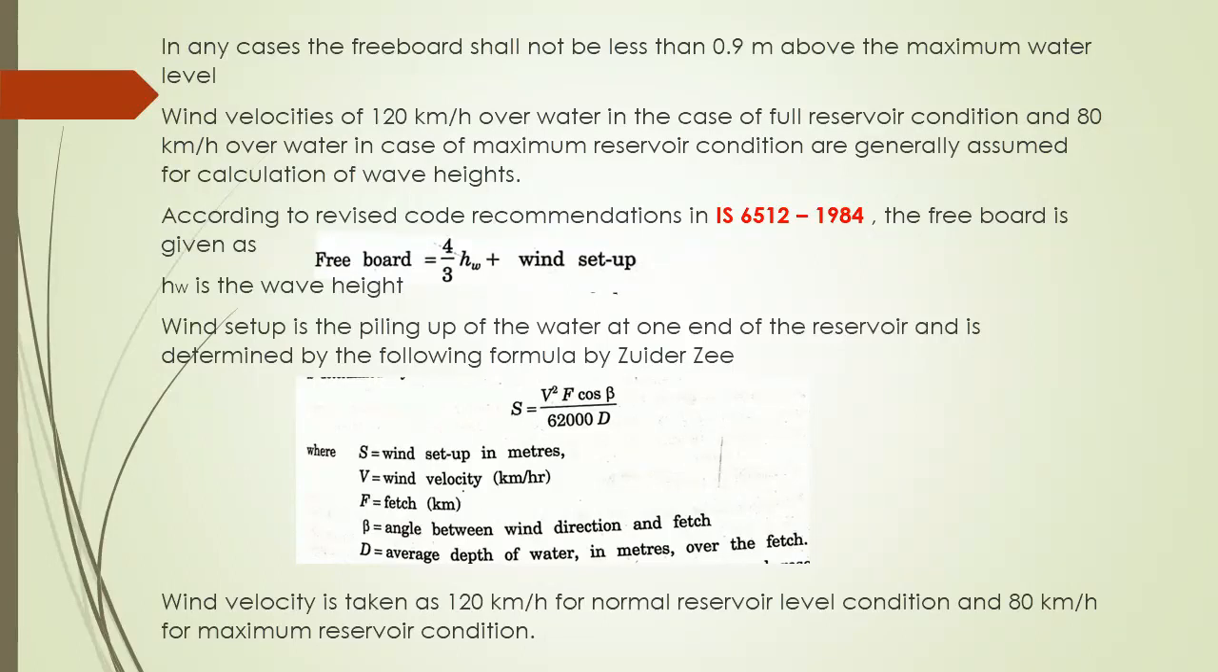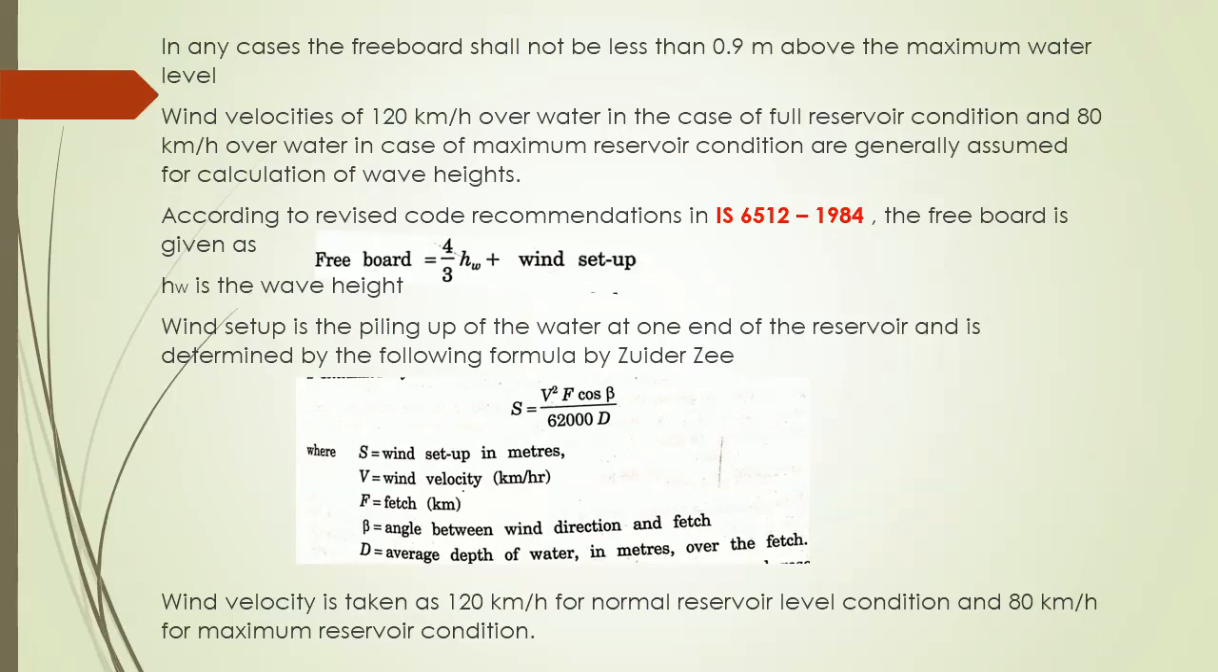Wind velocities of 120 km per hour over water in the case of full reservoir condition, and 80 km per hour over water in case of maximum reservoir condition are generally assumed for calculation of wave heights.